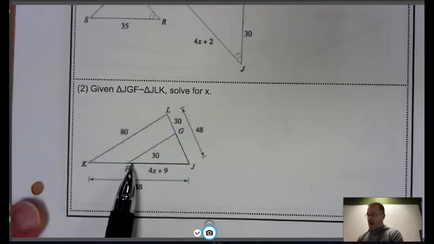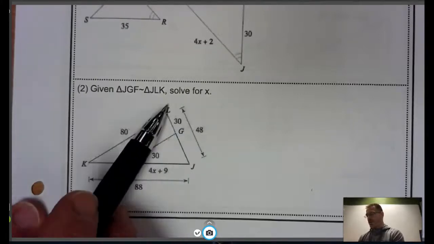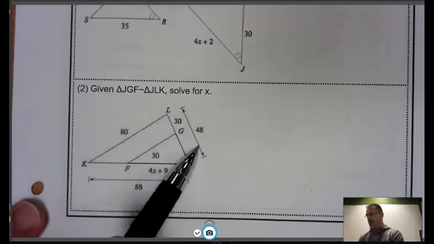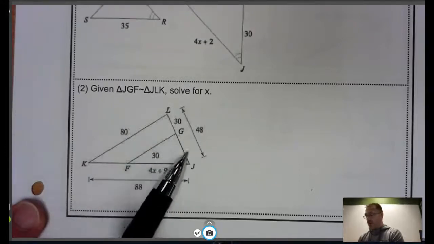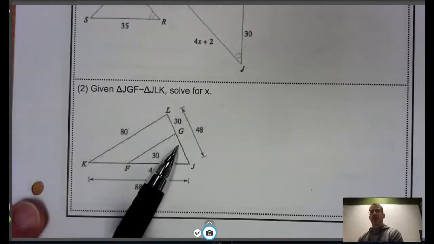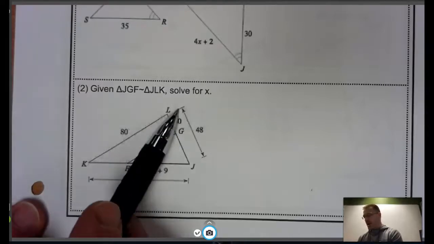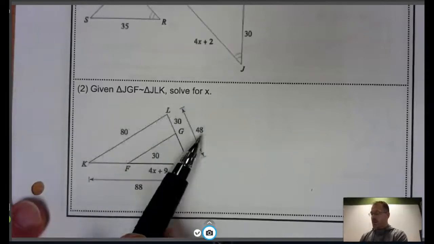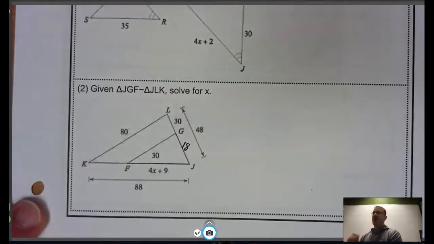And then JF here is 4x plus 9. Now notice, when I look at this whole length over here, it is 48. So that means LJ is 48. But if I wanted to know what JG would be here, I've got to do a little bit of math, because this part right here is 30. If this is 30 and the whole thing is 48, I'd have to do 48 minus 30 to figure out that JG would be 18. Now, in this particular problem, you didn't have to know that information, but you will on some of them. So I wanted to make sure I reviewed that with you before we started the problem.